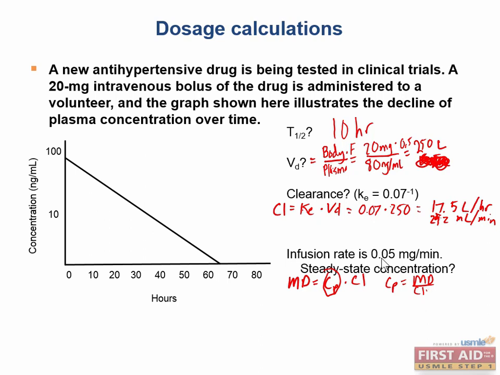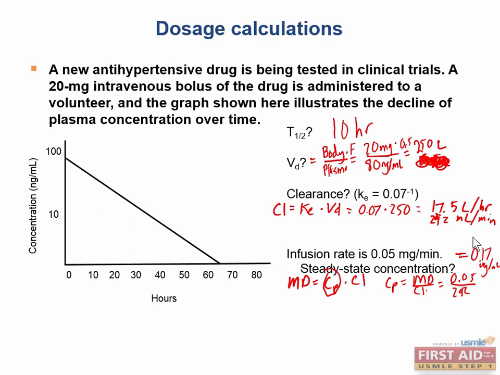We're given that our maintenance dose, our rate, is 0.05 milligrams per minute, so I'm just going to input that. Our clearance, handily, we calculated. Since I gave us the milliliters per minute, I'm going to use that because we have milligrams per minute. We don't want to get confused with our units, so divided by 292. That will give us a steady state concentration of 0.17 micrograms per milliliter.